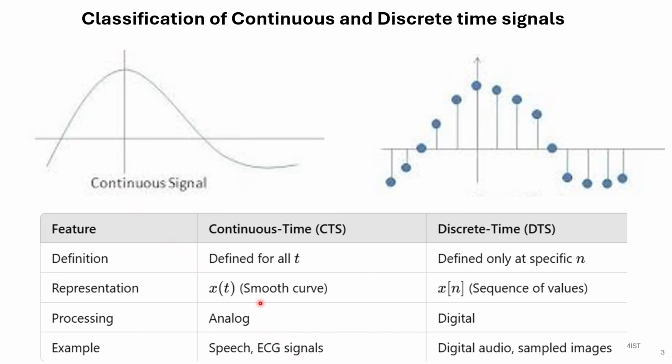So by definition, continuous time is defined for all t, and discrete time will have a value at a specific time, right? In representation, you can see the continuous one is smooth and this one is a sequence, right? Also, continuous signals are processed in analog and discretized ones may be digital. Examples of analog signals are speech signals and ECG signals, and digital audio and a sampled image are examples of discretized signals.